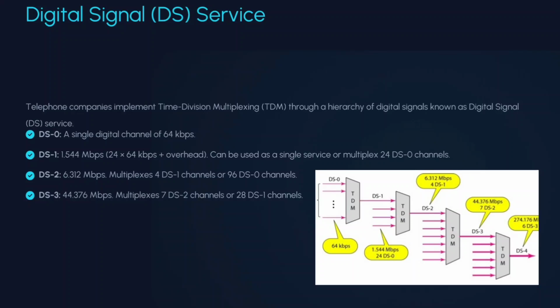DS2. Data rate is approx 6.3 Mbps and it multiplexes 4 DS1 channels and is equivalent to 96 DS0 channels. DS3. Its data rate is approx 44.3 Mbps and it multiplexes 7 DS2 lines and is equivalent to 28 DS1 lines. This shows the hierarchical nature of the DS systems.